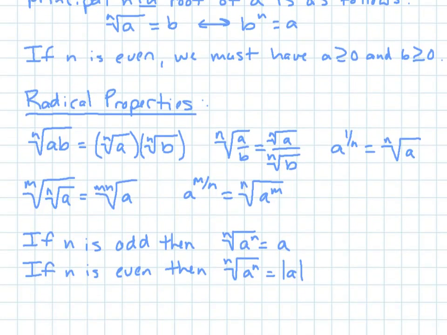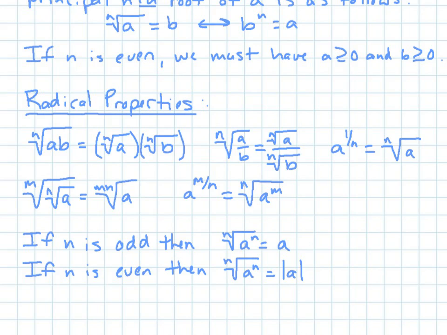Now for the radical properties. Here, if you have two bases that are to the same nth root, you can also split them up. So vice versa, if you have two bases separate, but they're the same root, like the square root of a and the square root of b, because they have the same index, then you can combine them back to be under the same radical.